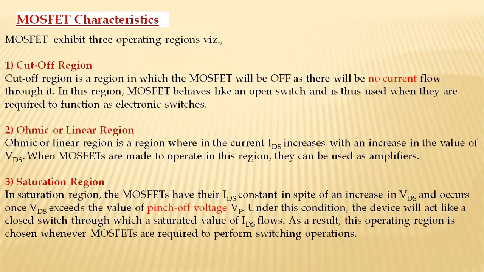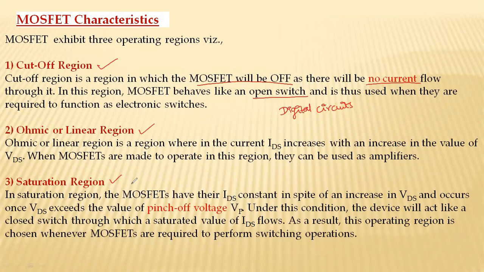Now let us see the characteristics of MOSFET. Similar to the characteristics of JFET, MOSFET also exhibits three regions of operation. Those are cutoff region, ohmic region or linear region, and saturation region. In cutoff region, MOSFET is said to be off as there is no current flow. That is, the drain current is zero. So in this case, MOSFET acts as an open switch, so that it is used as a switch in digital circuits. So in this cutoff region, it acts as an open switch.